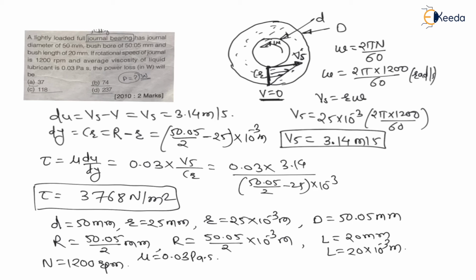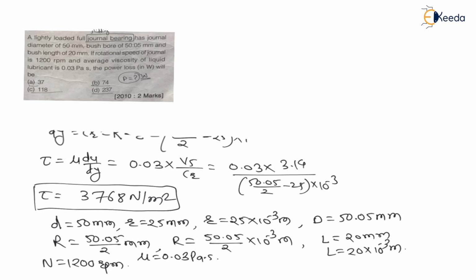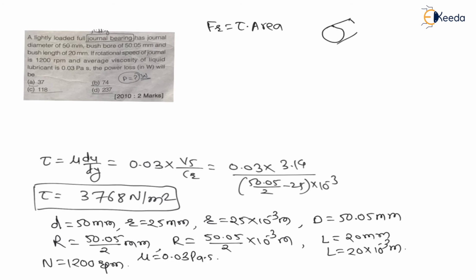Once the frictional shear stress is calculated, let us find the frictional force. The frictional force will be acting on the shaft because the shaft is rotating, right? Therefore the frictional force Fr is equal to frictional shear stress into area. The shaft, or journal, is rotating inside the bearing, and the contacting area is the circumference for length L, diameter of shaft, circumference for length L, right? Therefore the frictional force will be equal to shear stress into pi dl.